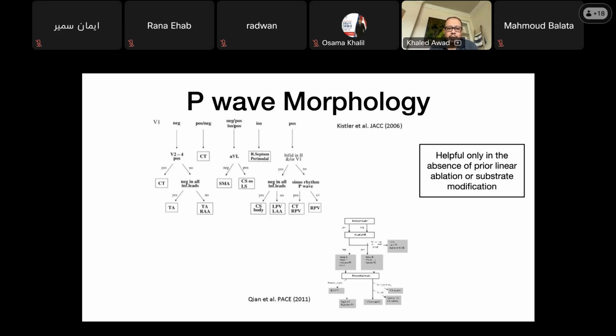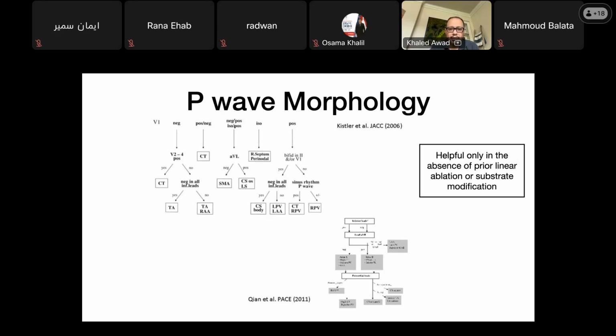V1 and the precordial leads will tell you roughly what part of the atrium you're in. Are you very anterior or very posterior? That is true for VT, and that's true for atrial arrhythmia. So the precordial leads will help you determine how anterior or posterior you are in the atria. The inferior leads tell you how inferior or superior you are in the atria. And the lateral leads, I and aVL, tell you how lateral or left you are versus right. Then you make any possible combination of all of these factors, and you get a very characteristic pattern for every single one of those sites of origin.